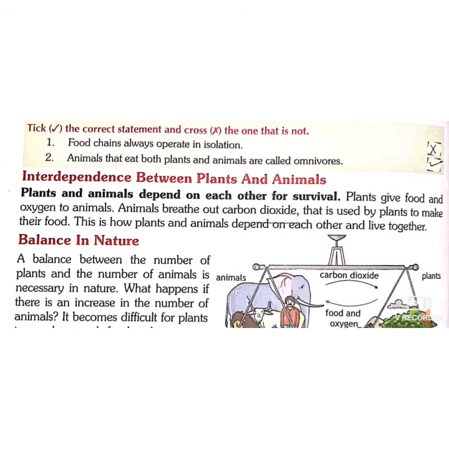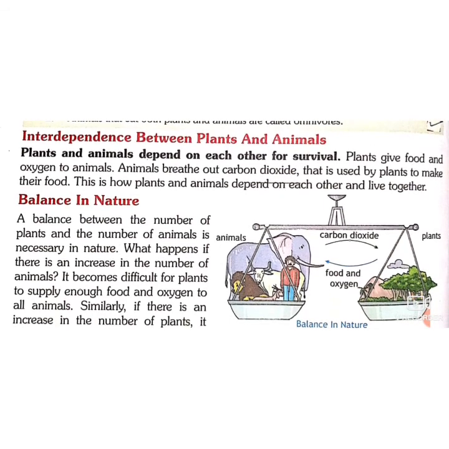Take the correct statement. Food chains always operate in isolation. No, isolation means single one. So they don't operate in isolation. Animals that eat both plants and animals are called omnivorous. Yes, this is true.